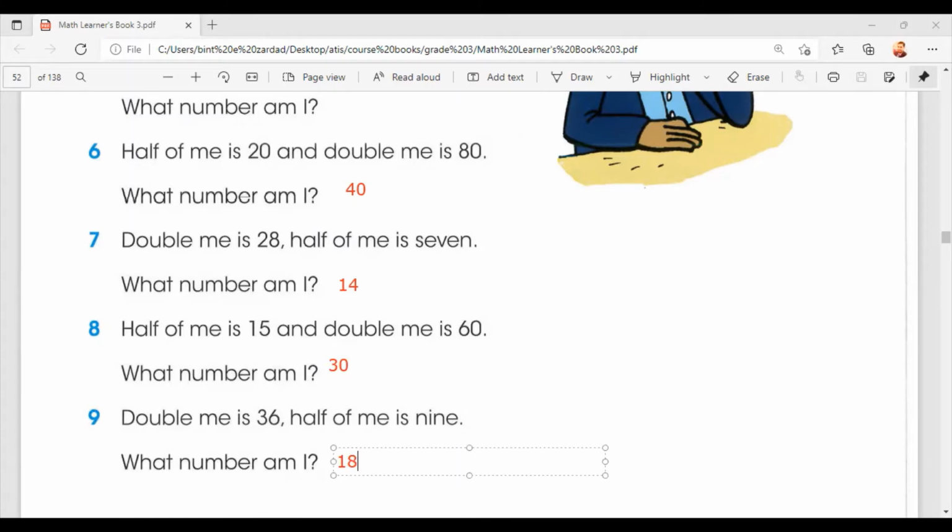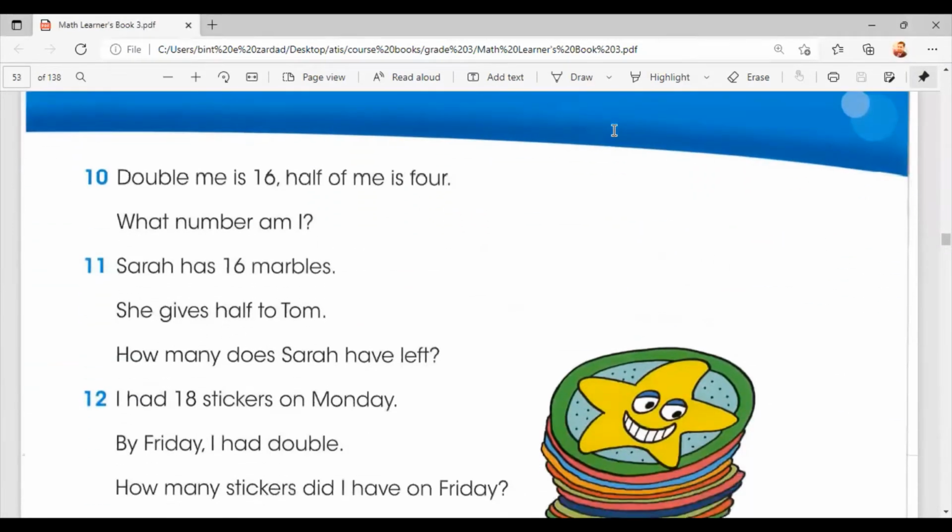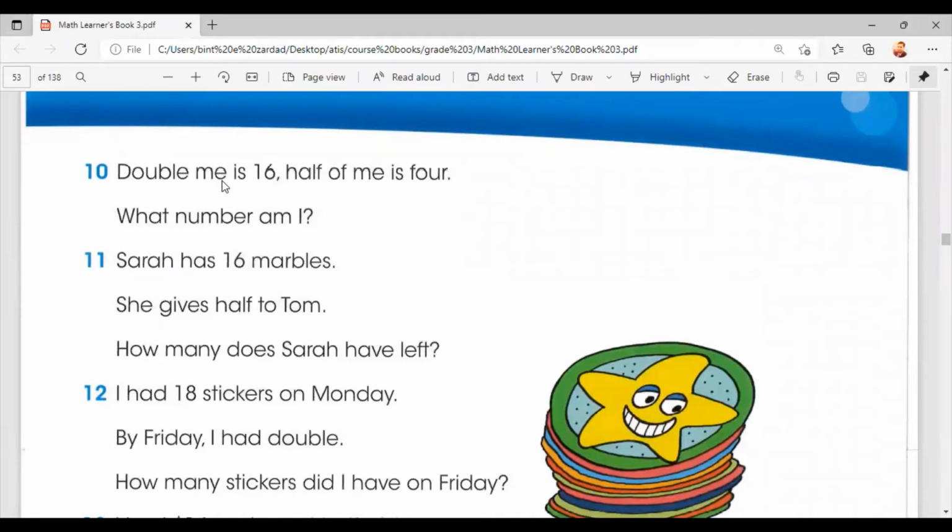First write the answer, and then you check it using your question. Is it correct? You write the number. Double me is 16. Half of me is 4. Making it double, 4 plus 4, 8.